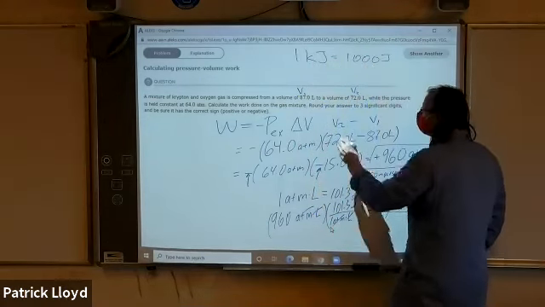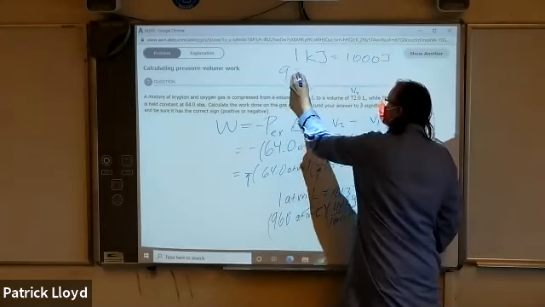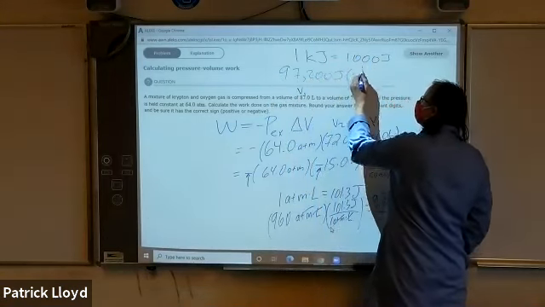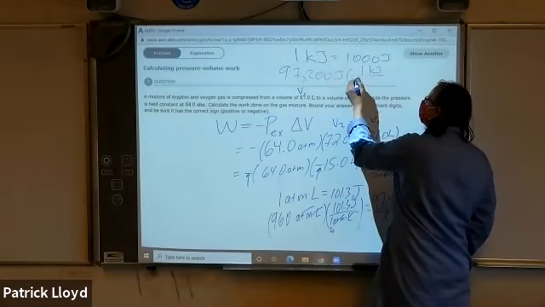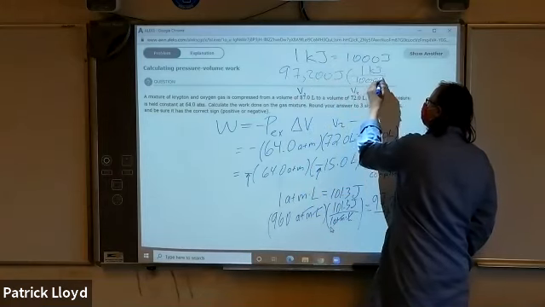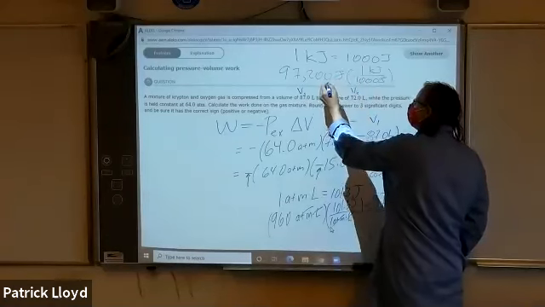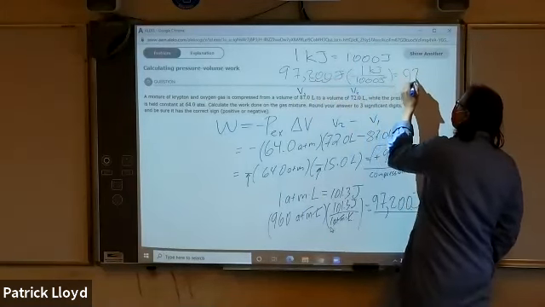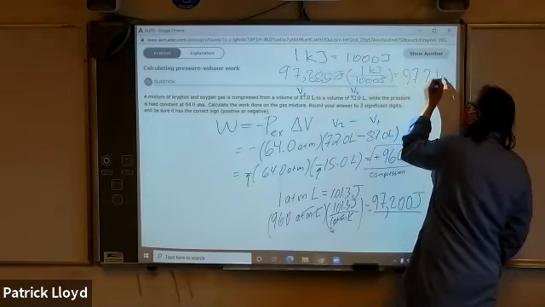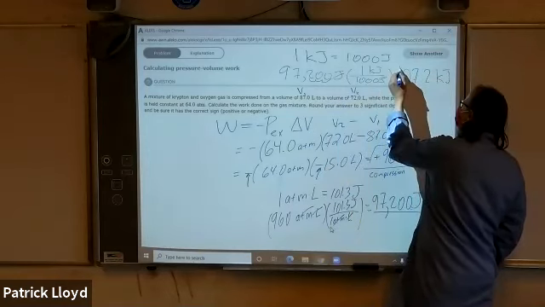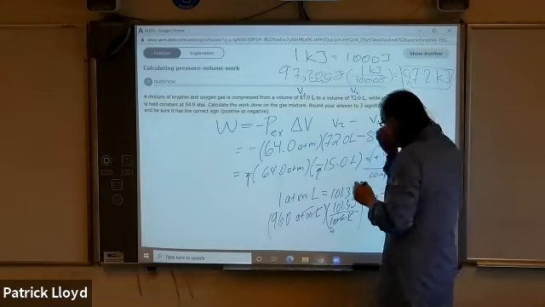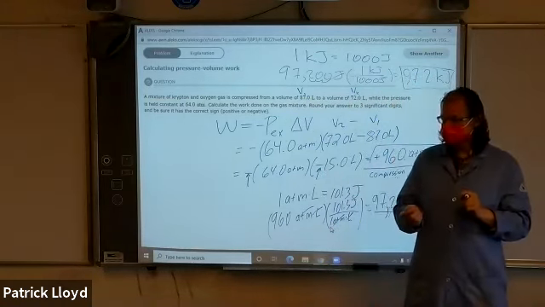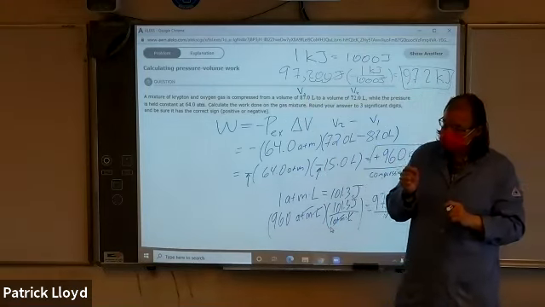Okay, so we take our 97,200 and convert it to kilojoules. All you're really going to do is move the decimal point 3 places. So you get 97.2 kilojoules. Okay, so that is how much more energy the gases have at the end of this process than they had at the beginning.